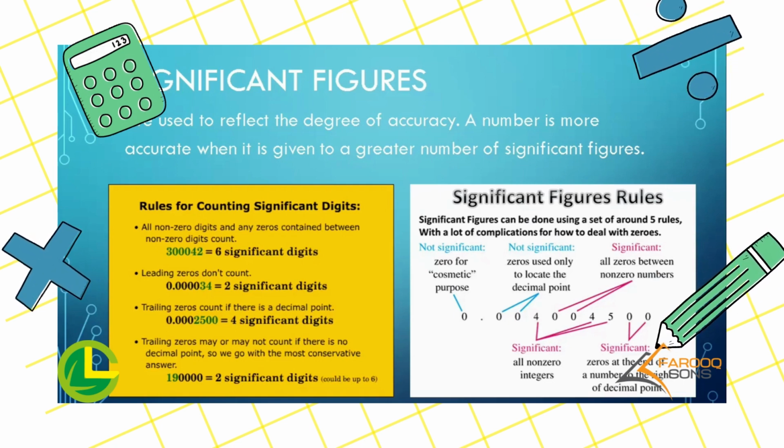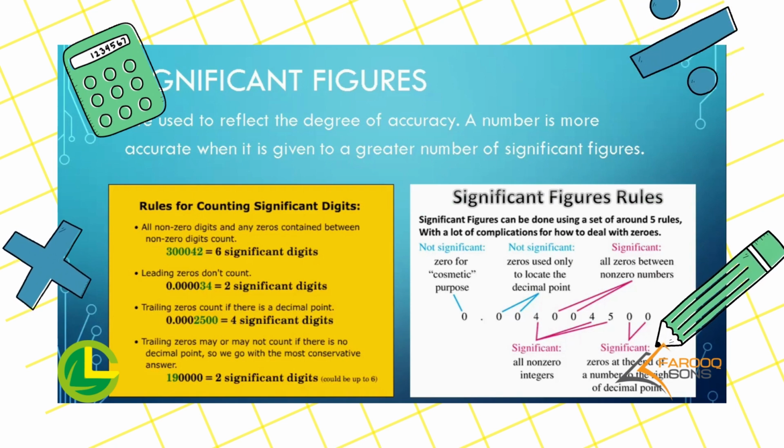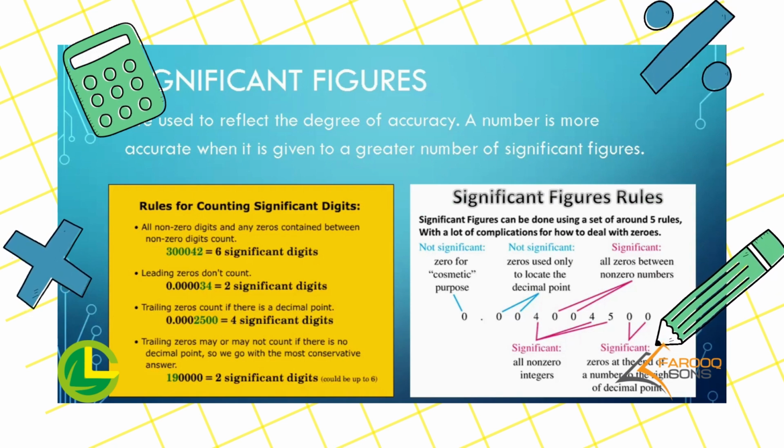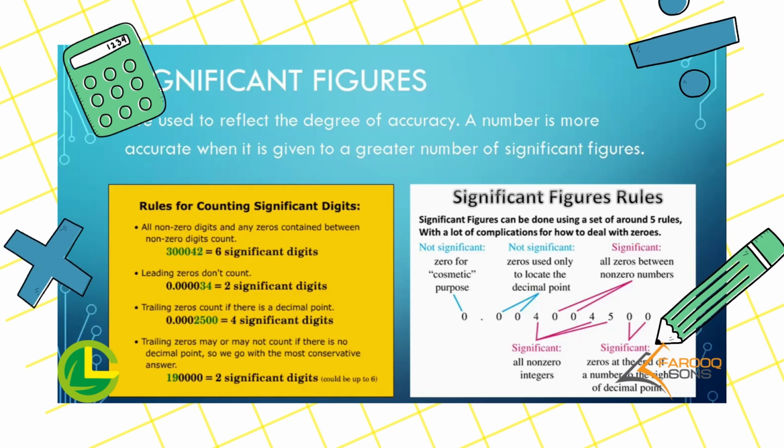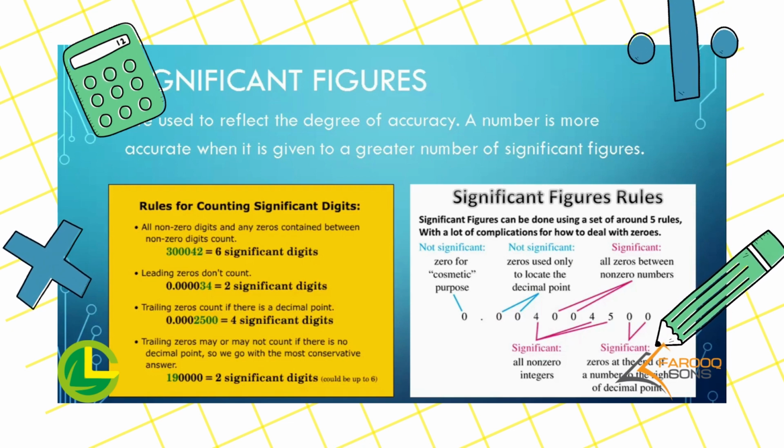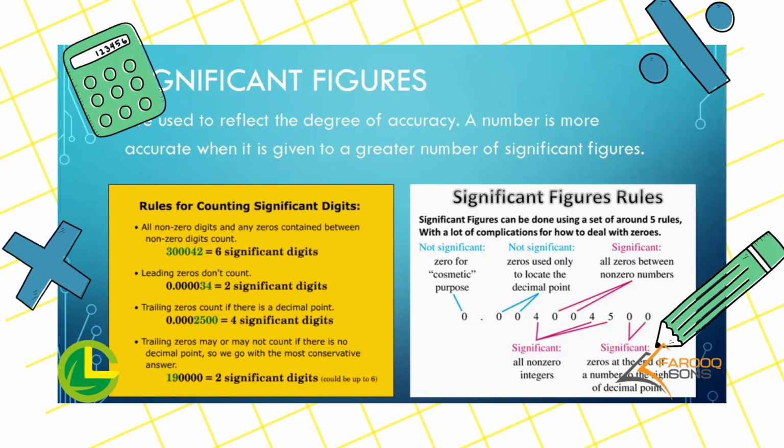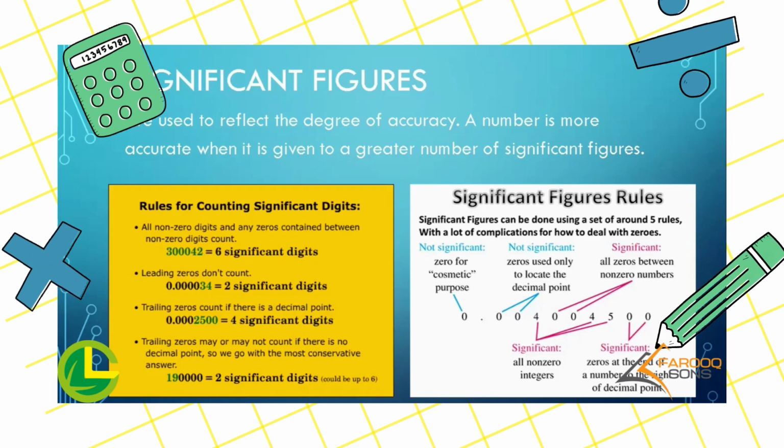Trailing zeros count if there is a decimal point, which means 0.00002500 has 4 significant figures, and here we are counting the last 2 zeros as significant and ignoring the first 4 zeros as they have no significance. In whole numbers, trailing zeros may or may not be counted if there is no decimal point, so we go with the most conservative answer. 190000 has 2 significant digits, and it can also go up to 6 significant digits.